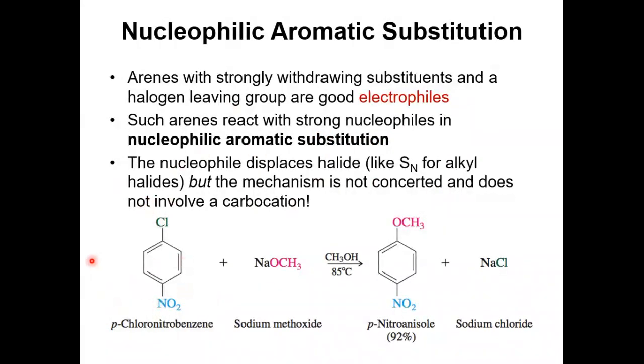In this aromatic compound, the nitro group is the powerful electron withdrawing group. That's the most common electron withdrawing group you will be seeing, because as I mentioned earlier, the nitro group is one of the most powerful electron withdrawing groups I've seen so far. And the compound also has a halogen, which is a good leaving group.